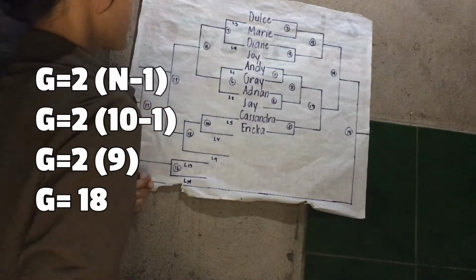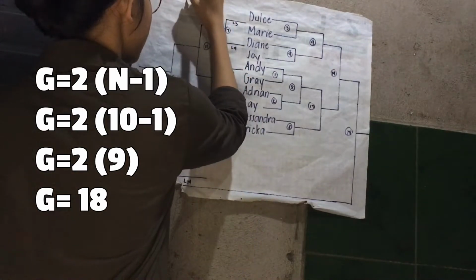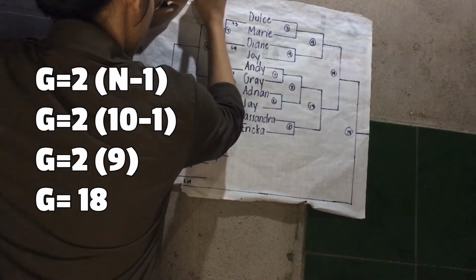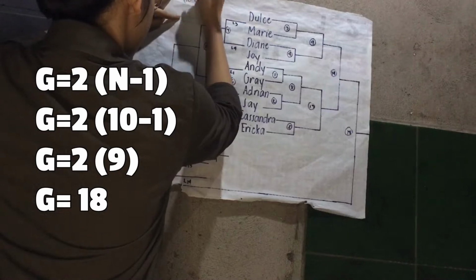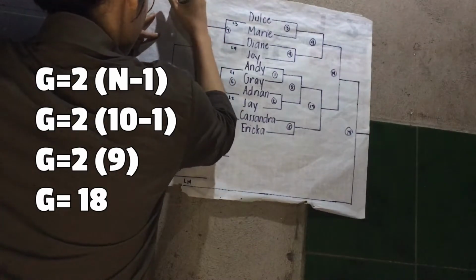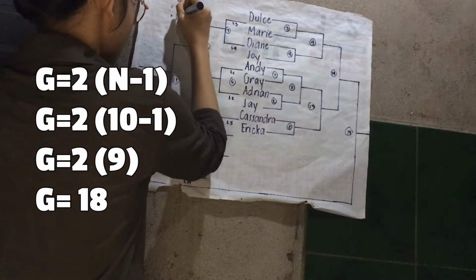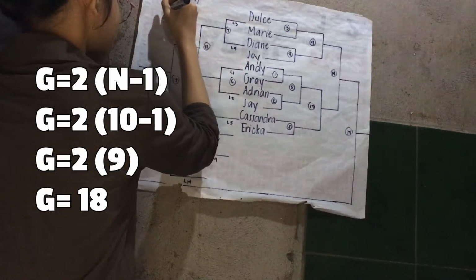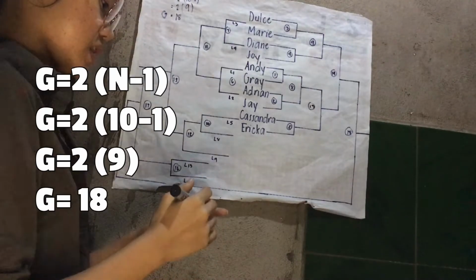So our number of N here, let's say that we have 10 teams, minus 1. So this would be 9 multiplied by 2. This is going to be equal to 18. So our G here is 18.